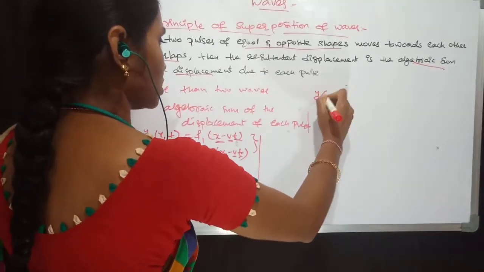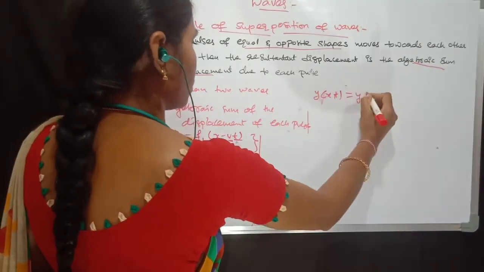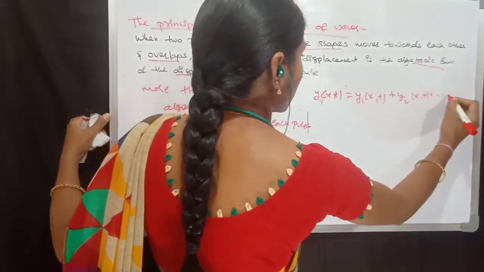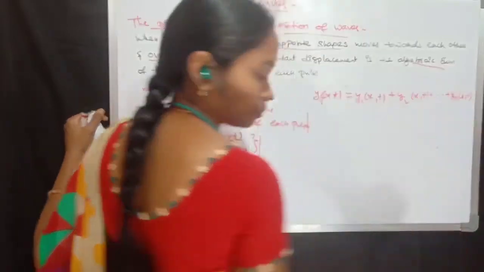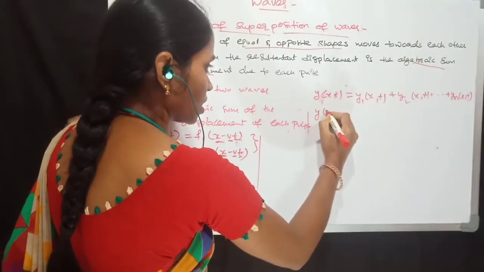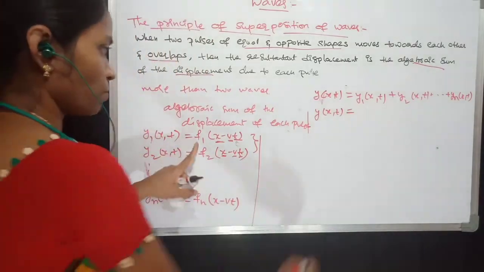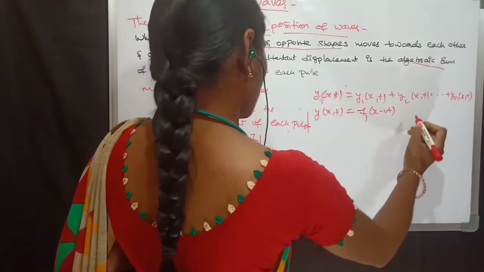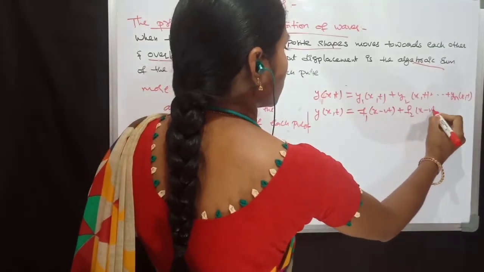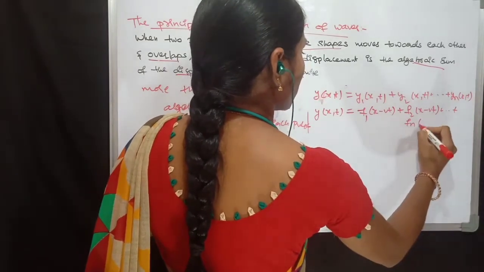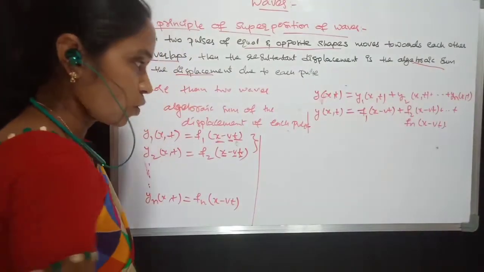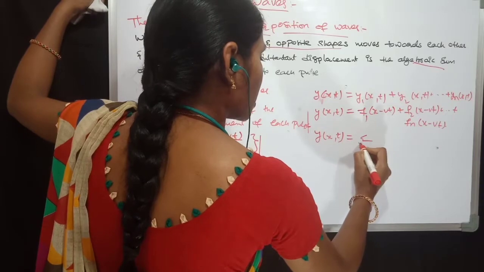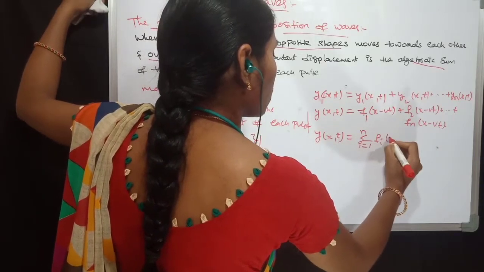The resultant displacement will be equal to y1 of x comma t plus y2 of x comma t plus and so on plus yn of x comma t. Then this can be written as y equals f1 of x minus vt plus f2 of x minus vt plus and so on plus fn of x minus vt. And I will rewrite this equation as the summation, i equals 1 to n, of fi of x minus vt.